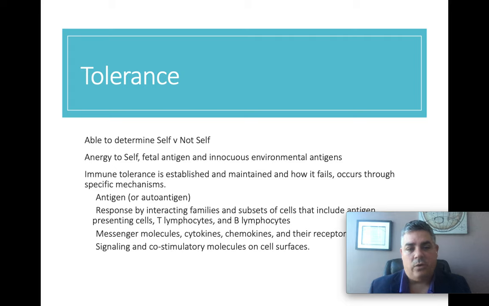In addition to that, once the system begins to determine what's a threat, we also want to have tolerance, which is the other side of the coin. It's what's not a threat. How do we determine self from not self?